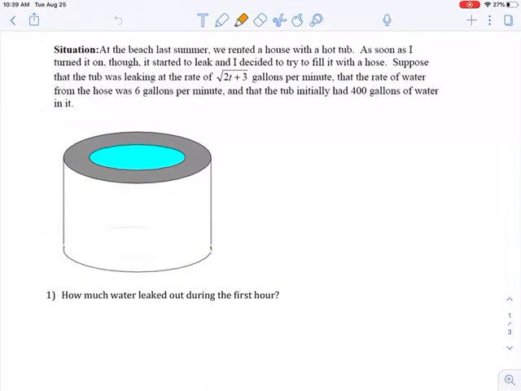So let's go ahead and read what's happening. Rub-a-dub-dub, we have a leak in the tub. At the beach last summer, we rented a house with a hot tub. As soon as I turned it on, though, it started to leak, and I decided to try to fill it with a hose. Suppose that the tub was leaking at a rate of radical 2t plus 3 gallons per minute, and the rate of the water from the hose was 6 gallons per minute. The tub initially had 400 gallons of water in it.